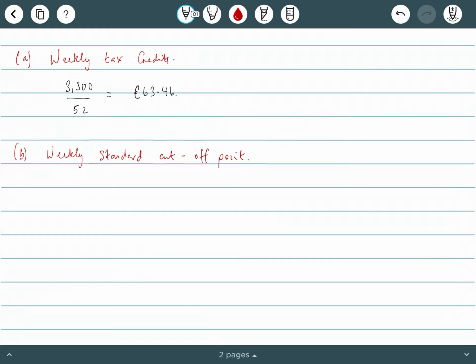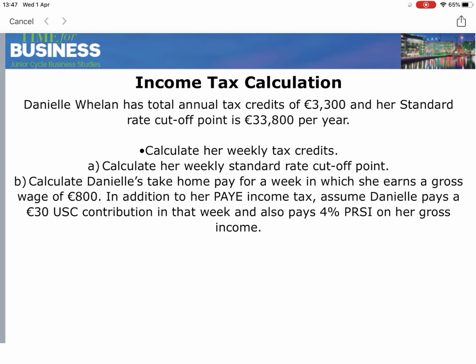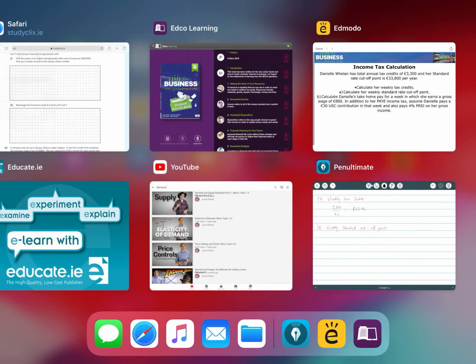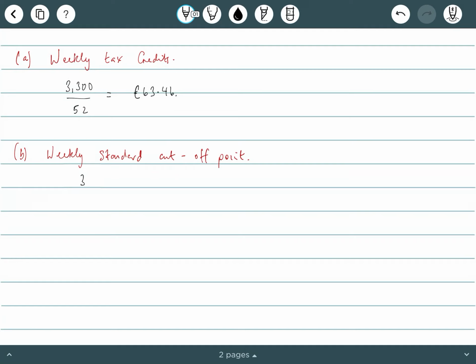Here again, you just take what her standard rate is. You can see there her standard rate is 33,800 per year. Again, you want it per week, so we're just going to divide by 52. 33,800 divided by 52 gives us 650 per week. Just to be sure, I put per week down beside each of those so you understand it's per week.